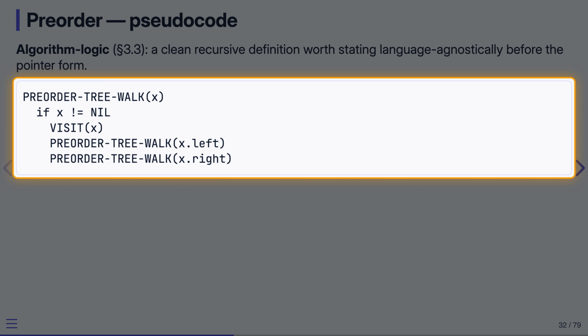This is preorder as clean recursive pseudocode with no language details. If x is not nil, first visit x, then walk the left child. Then walk the right child. Nil just means an empty tree, so an empty subtree does nothing at all. That is the whole algorithm in 4 lines.